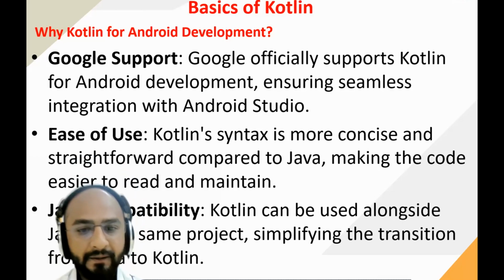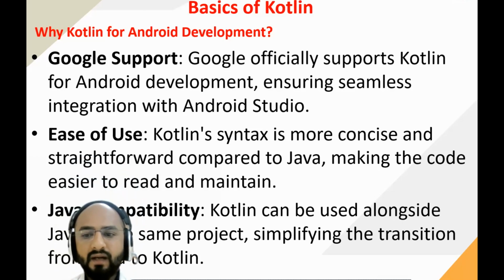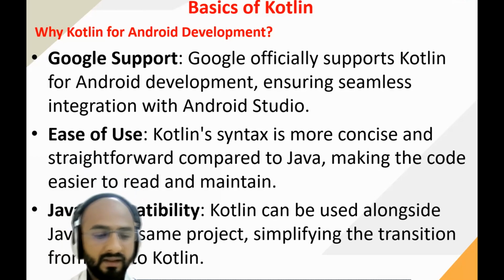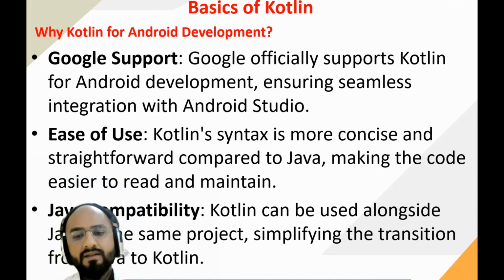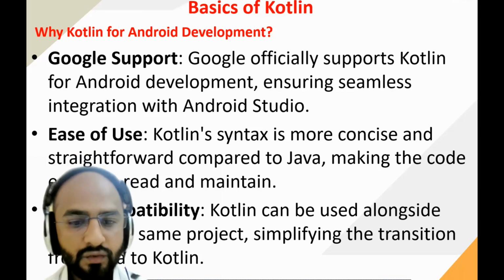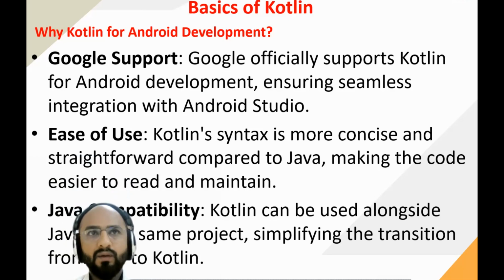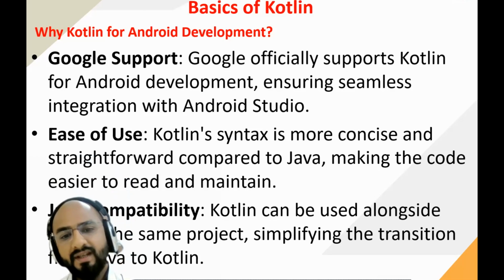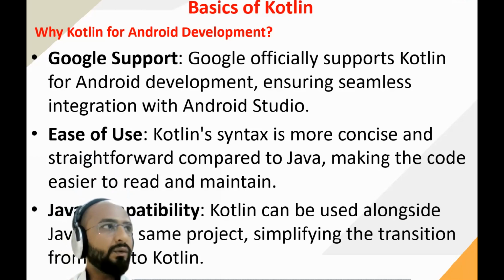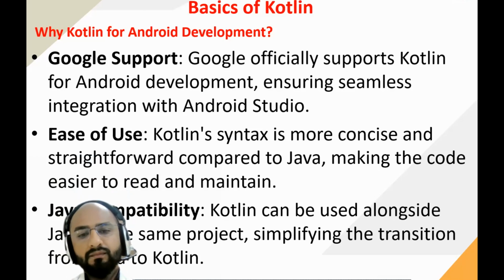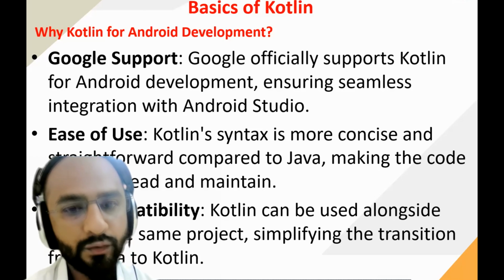Third is Java compatibility. Kotlin can be used alongside Java in the same project. I have told you this before, simplifying the transition from Java to Kotlin. So if you are developing a mobile application, suppose there are 5 files, it is possible that 3 files will be Kotlin and 2 files will be Java. It is possible, and it is very compatible using Android Studio.